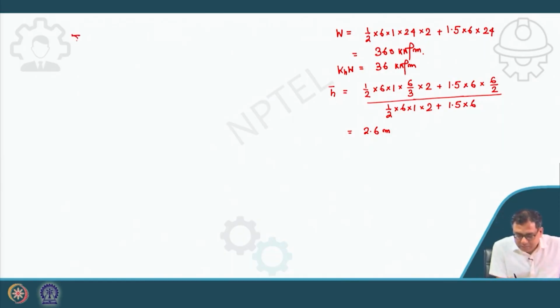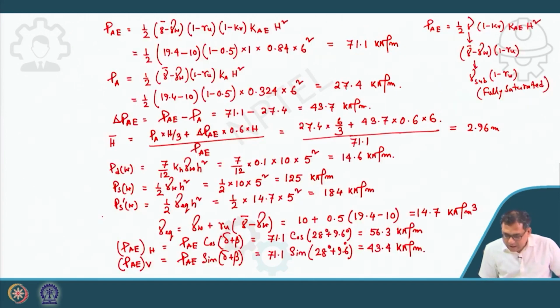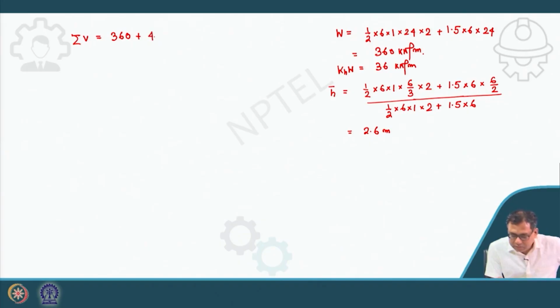So now I calculate the summation of all vertical forces. What are the vertical forces? The weight will act, 360 kilonewton per meter, and the vertical component of PAE will also act. So I will add that, 43.4, so that is 403.4 kilonewton per meter.